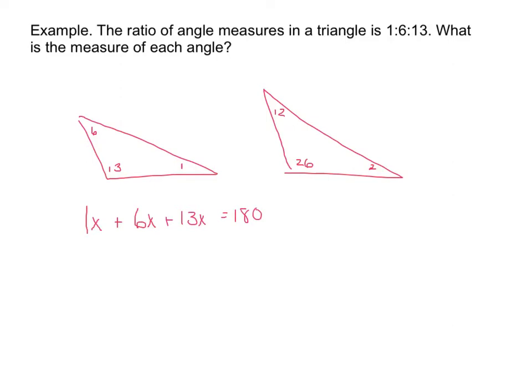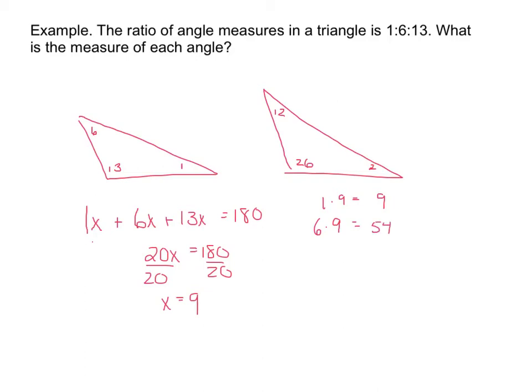So let's go ahead and add these numbers then. We see 1x plus 6x plus 13x is 20x, which is equal to 180. Divide by 20, and x is equal to 9. Therefore, what that means is that now we have 1 times 9, which will give us a 9. So we know one of the angles is 9. Then we know 6 times 9 is going to yield 54.